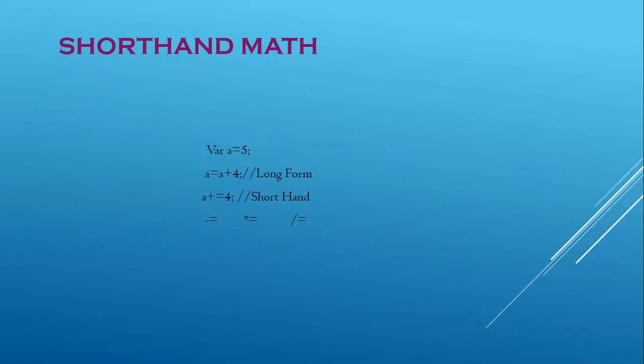We typically work with variables. There is a good chance you may do a calculation on the existing variable and then store the result, something like a equals a plus 4. Since the same variable is on both sides, we can make a shorthand like a plus equals 4. What this will do is take the value of a, add 4 to it and return the result to a. Similarly, we can do this with minus, multiply and divide.